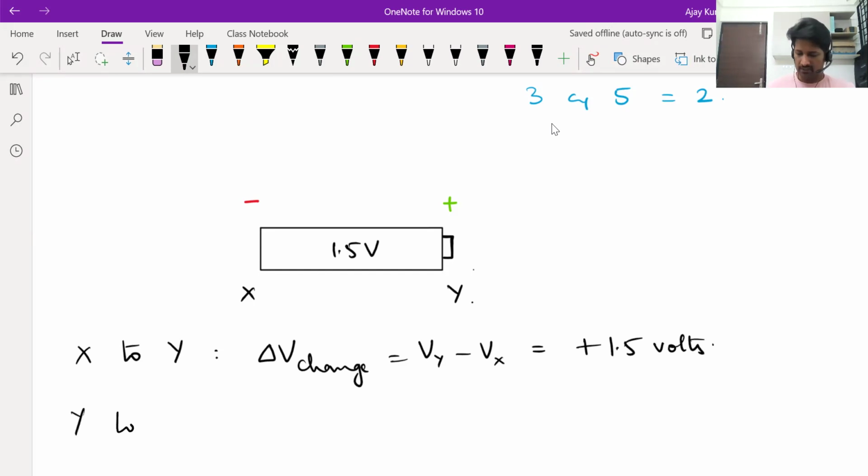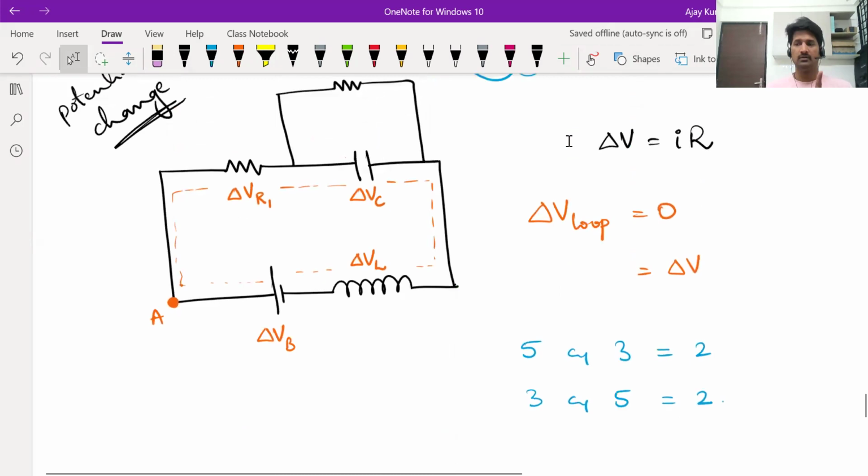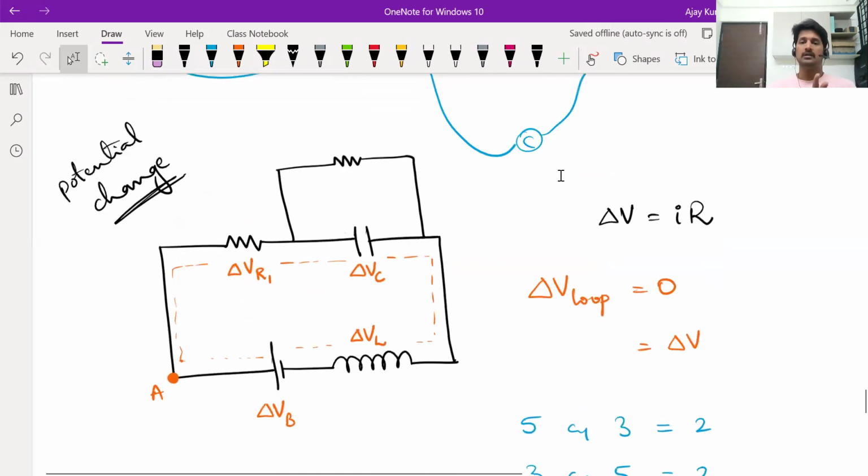But if you go from Y to X, that is from positive terminal to the negative terminal, then the change, okay, I don't actually have to write change again, but just to show that we are talking about change, it will be final, that is potential at X, minus initial, that is potential at Y. Now it becomes minus 1.5 volts. So potential difference is 1.5 only, but potential change could be plus 1.5, minus 1.5, depending on how we are moving across that element. Okay. So same thing here also. This is the one thing that you need to be very careful with when you apply KVL.